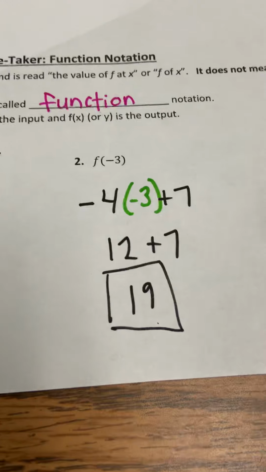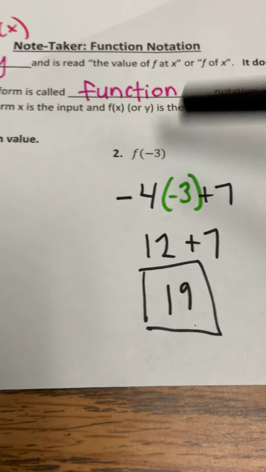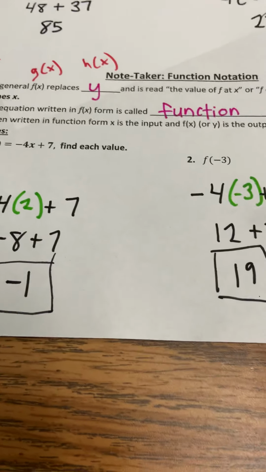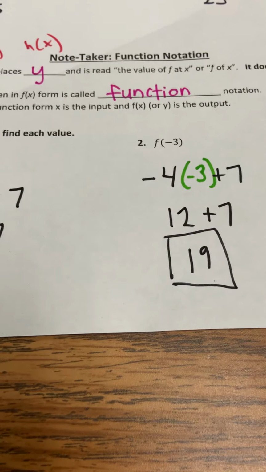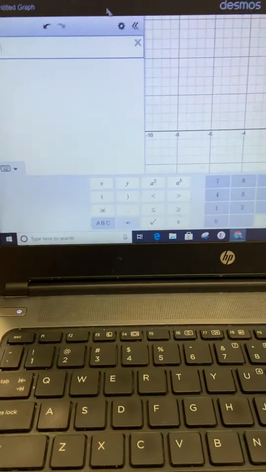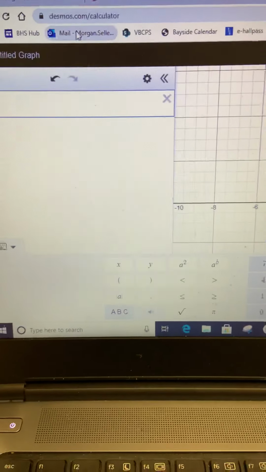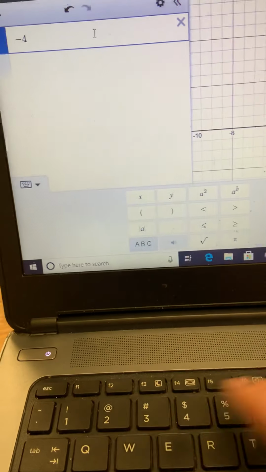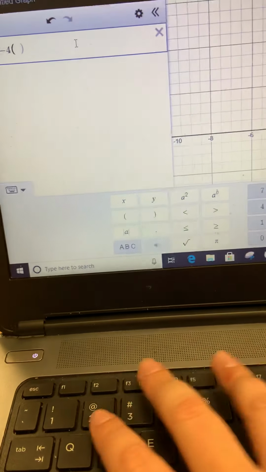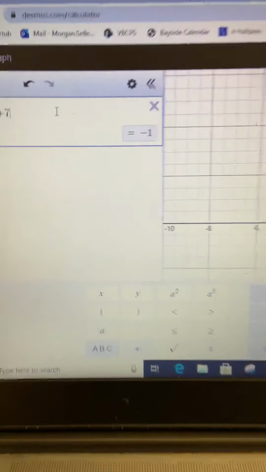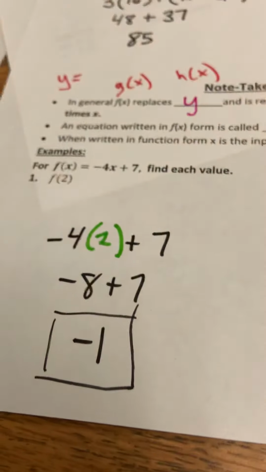And then for this one, it tells me f of negative 3. So I'm still using this equation. Negative 4, substitute in my negative 3, plus 7. So negative 4 times negative 3 gives me a positive 12, plus 7 is 19. If you want to check, if you have not used Desmos's calculator before, you just type in Desmos graphing calculator, and you just put in the problem. This is why putting in parentheses when you substitute is helpful. Plus 7. Okay, negative 1, we're good to go.